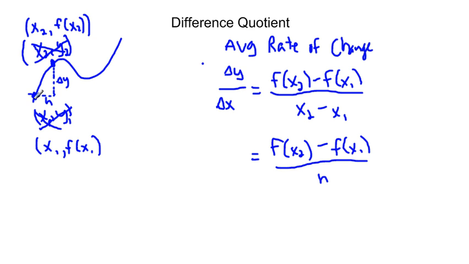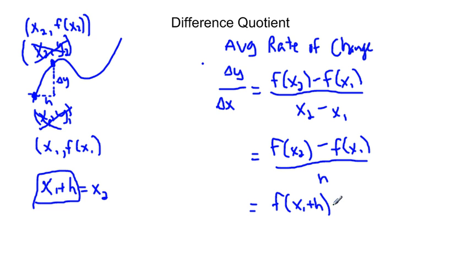The other thing I've noticed is that if we go from x1 over h, we end up at x2. So if I go x1 plus h, I will end up at x2. So x2 I could replace with this expression here. Instead of f of x2, I'm going to rewrite this as f of x1 plus h, minus f of x1, all over h.